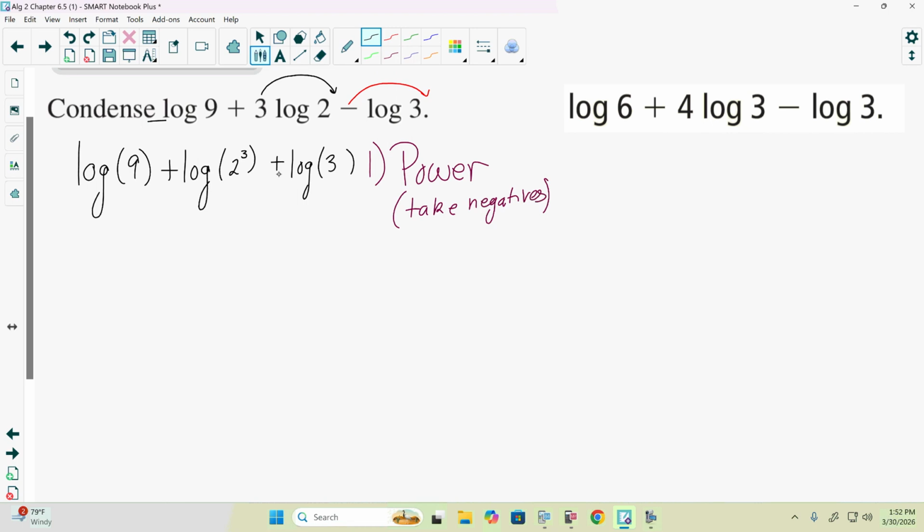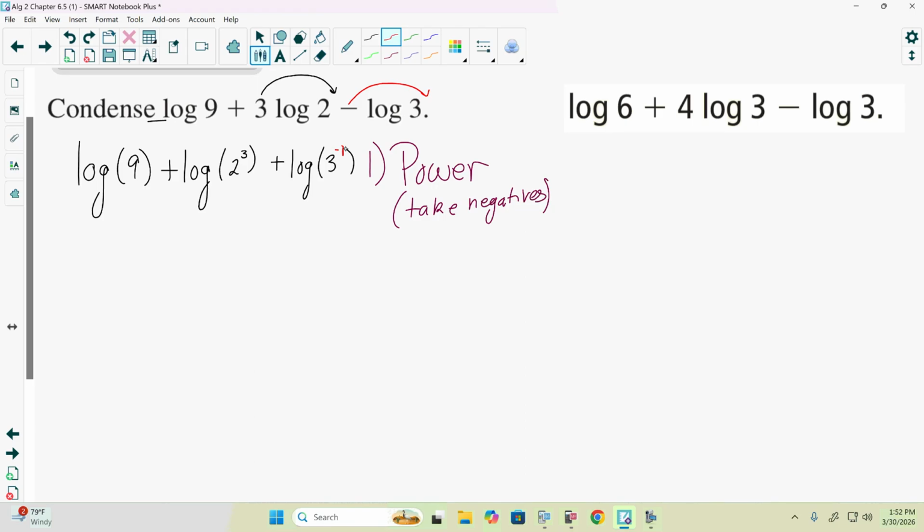And that exponent will be negative 1. So we're really taking that negative 1 in front of log of 3 and moving it up into the exponent. And this is nice because now the only sign between the logs is plus.